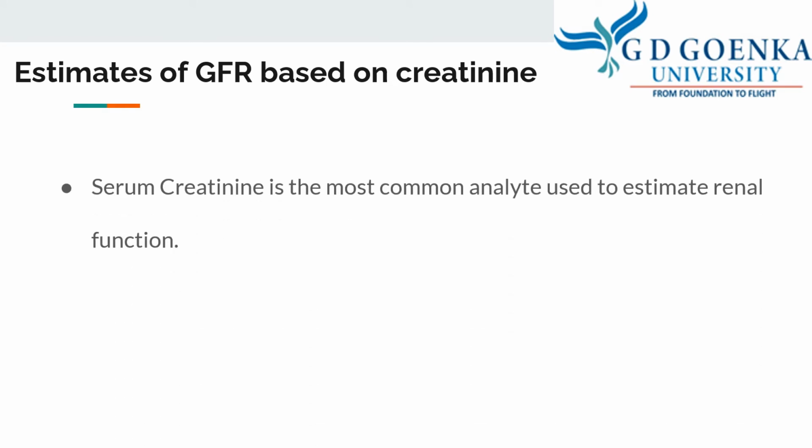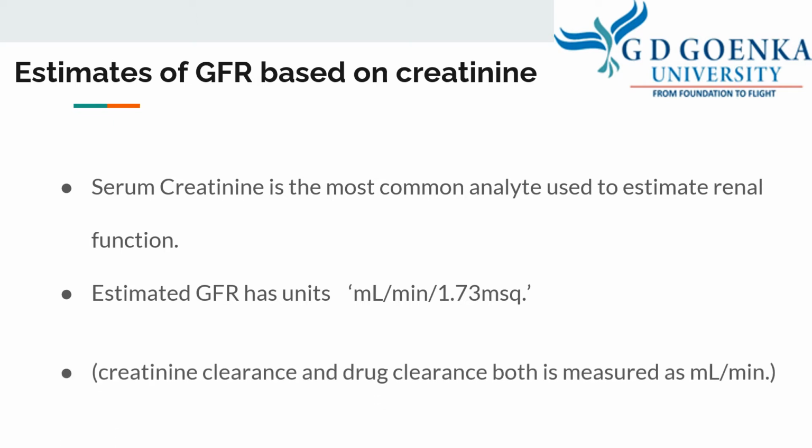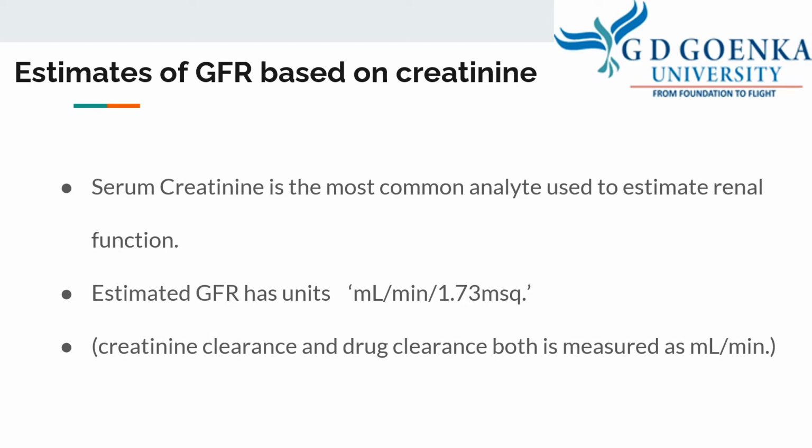Estimates of glomerular filtration rate are based on creatinine levels. Serum creatinine is the most common analyte used to estimate renal function. Estimated glomerular filtration rate has the units of milliliter per minute per 1.73 meter square. Both creatinine clearance and drug clearance are measured as ml per minute, that is, volume per unit time.